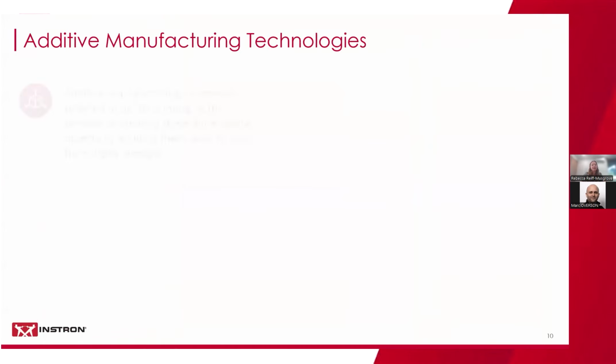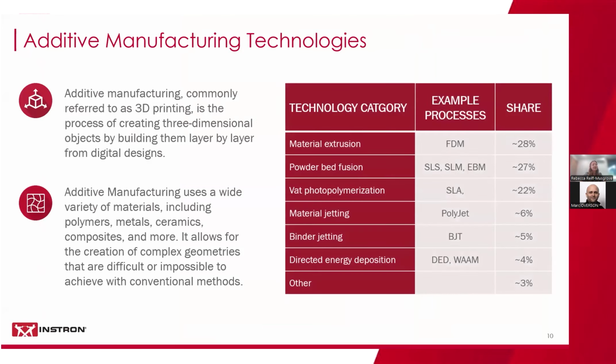And then a refresher for those of you of just what additive manufacturing technologies there are and what it is. As a reminder, additive manufacturing, commonly known as 3D printing, is the process of creating 3D objects by building them layer by layer, often from digital designs. It uses a wide range of technologies. On this side, I have an example of all the different types of technologies.